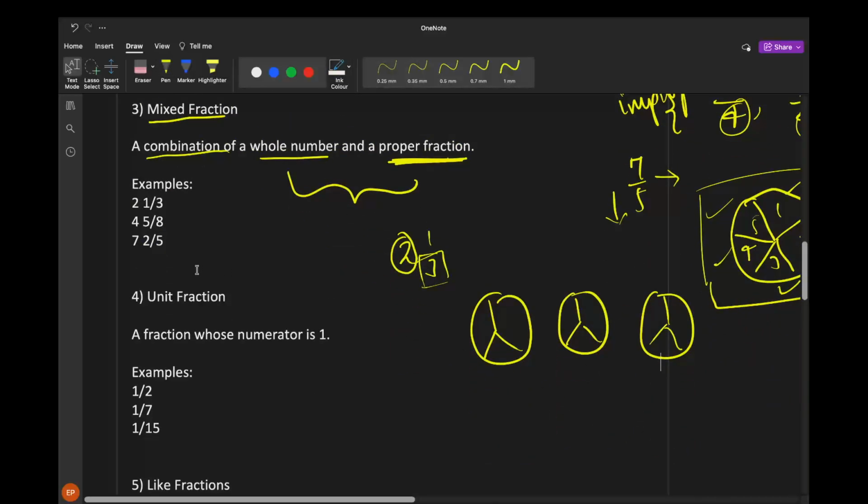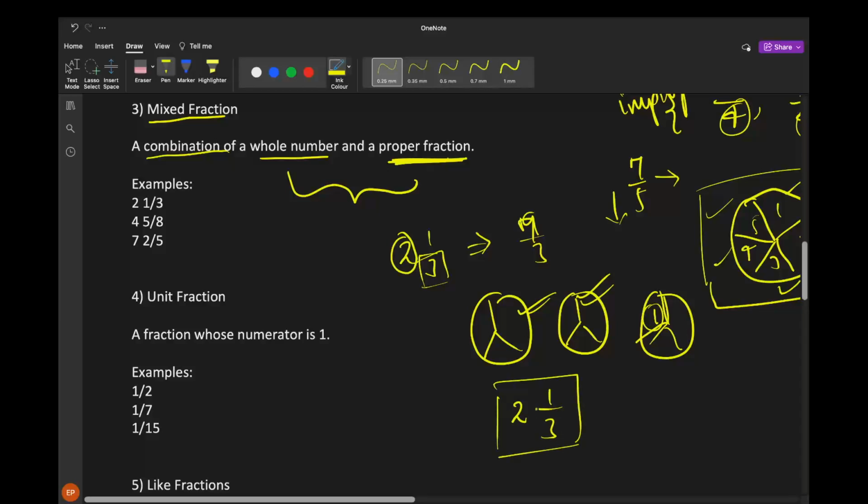So this can be written as 3 2s are 8, 8 plus 1, 9 by 3. Sorry, 3 2s are 6, 6 plus 1, 7 by 3. It means I am taking 2 full pizzas and only 1 part from 3 parts. This is a mixed fraction, and this can also be written as an improper fraction.